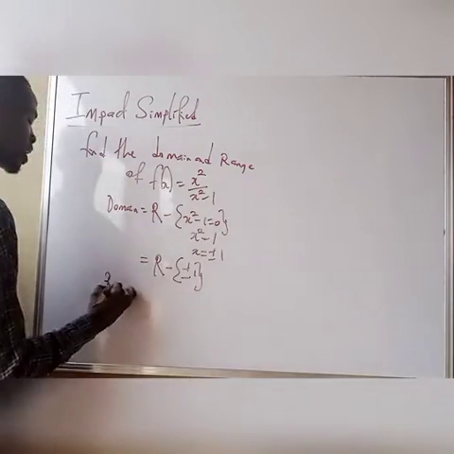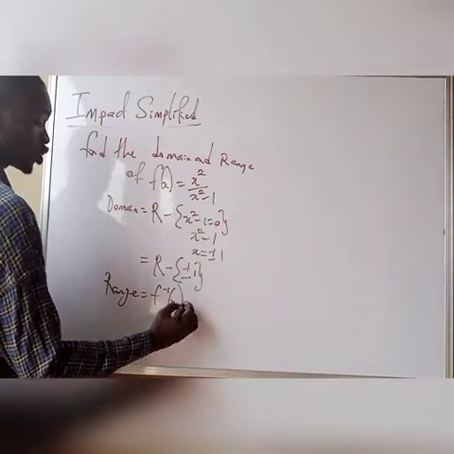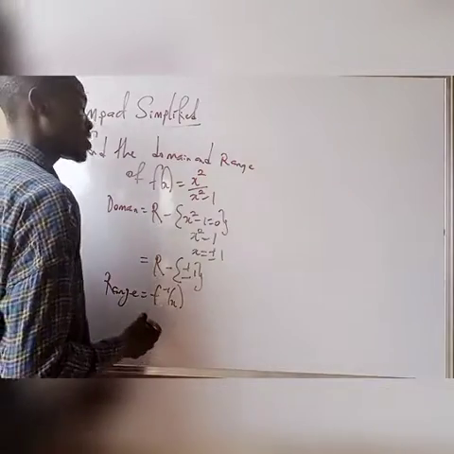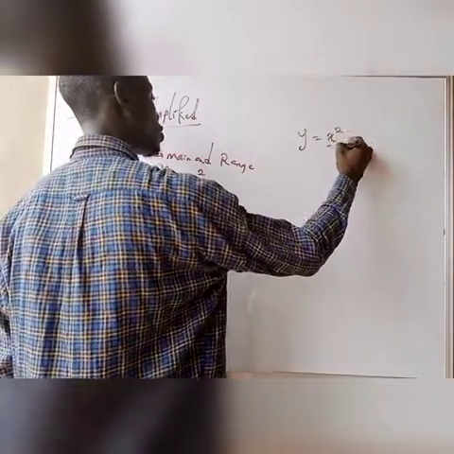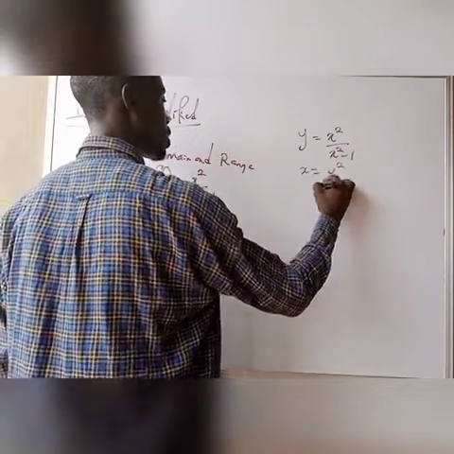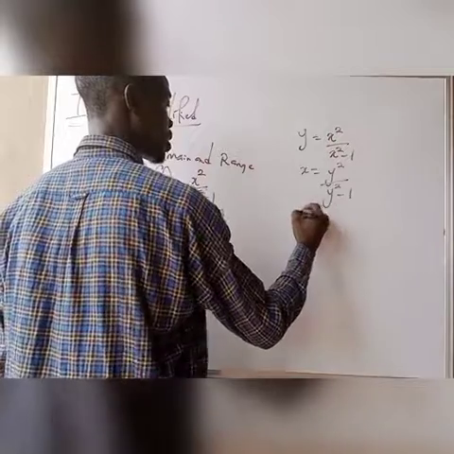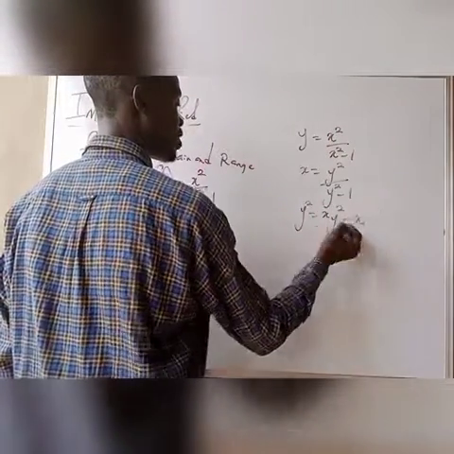Now, how can we get our range? For our range conclusion, we have to get the inverse of the function. So what are the steps for getting the inverse of the function? You change this one to y, and that will give us y over x squared minus 1. You interchange. x is equal to y squared over y squared minus 1. Make your y the subject of the formula, and that will give us this.